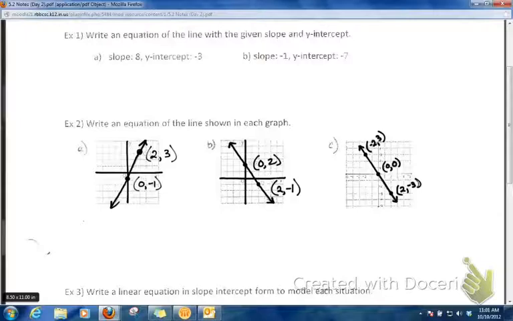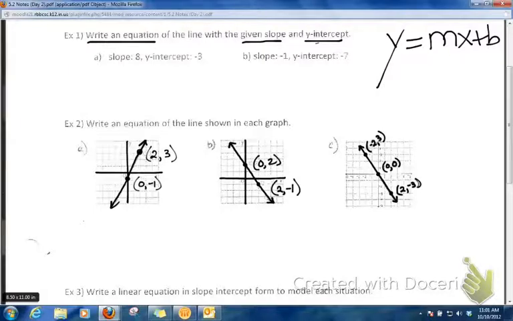In example number 1, they want us to write an equation of the line with the given slope and y-intercept. Now, first thing you need to remember is that slope-intercept form is y equals mx plus b, and this is where the m is your slope and the b is your y-intercept.